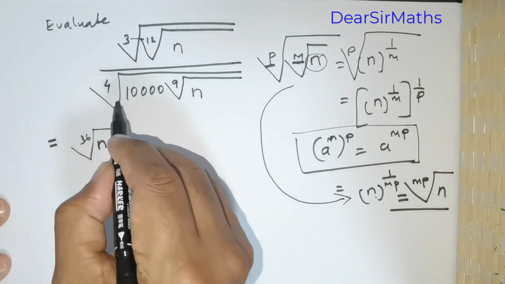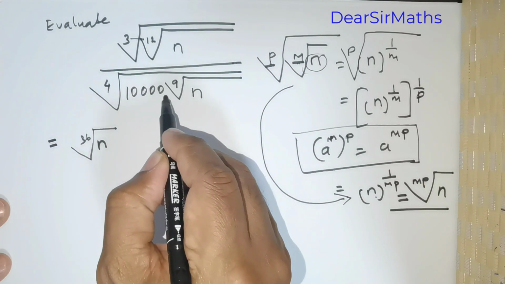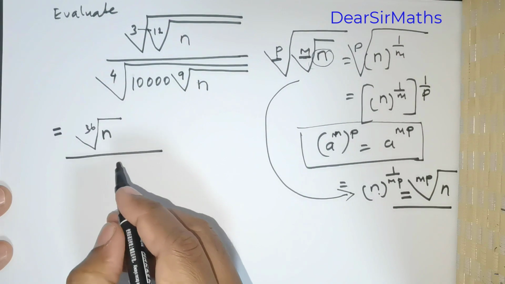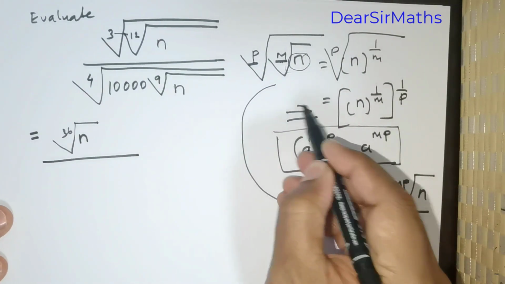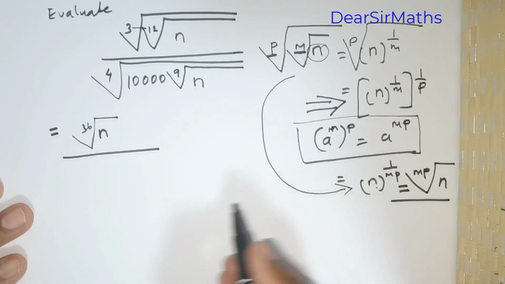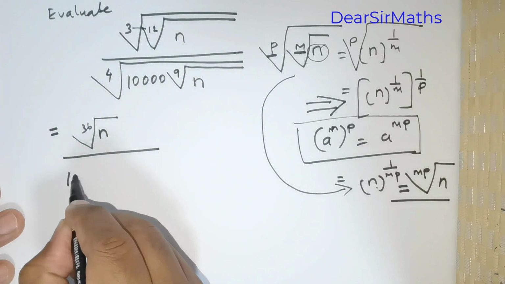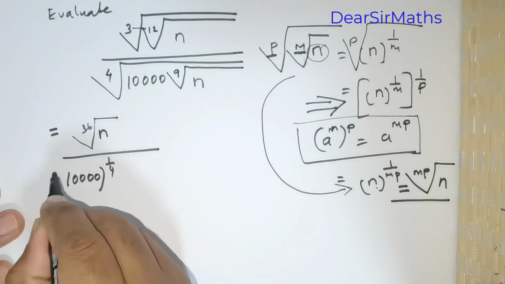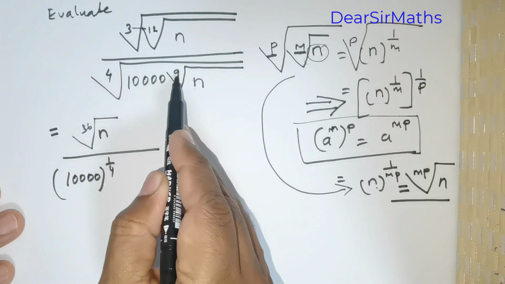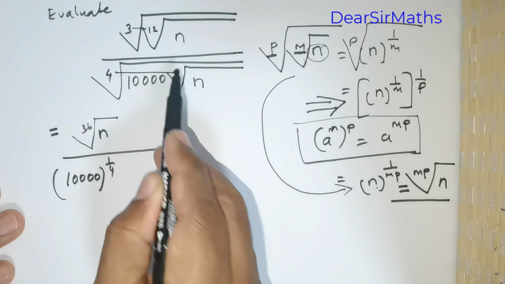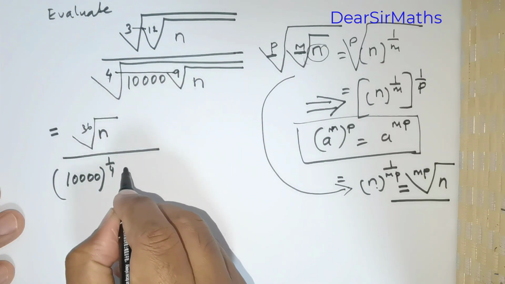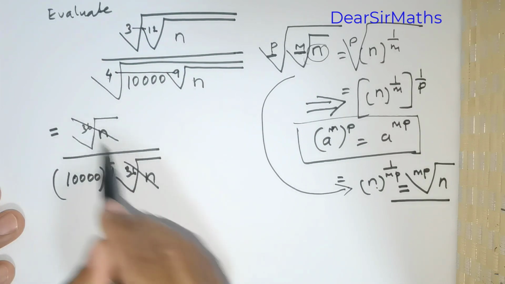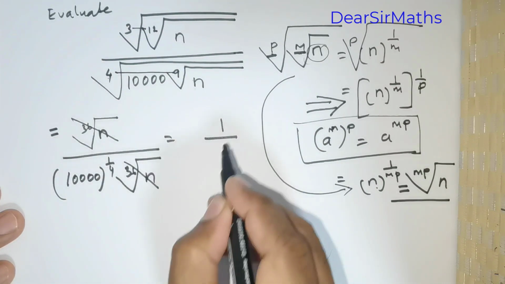Now you have got 4th root of 10,000 multiplied with 9th root of n. So what I wish to do is, I would like to rewrite this using the law that I've just shown you here. This is nothing but 10,000 raised to the power of 1 over 4, and in this case I'm going to multiply directly. 4 times 9, so that's going to be 36th root of n. Now clearly these two can be cancelled, so I've got 1 over.